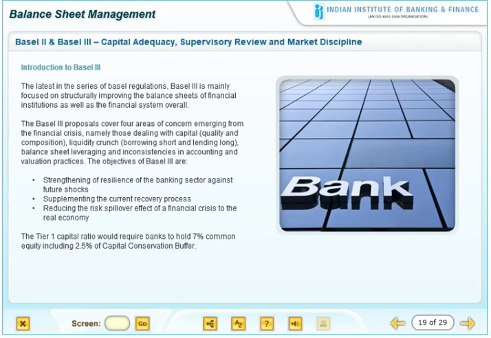strengthening of resilience of the banking sector against future shocks, supplementing the current recovery process, reducing the risk spillover effect of a financial crisis to the real economy. The Tier 1 capital ratio would require banks to hold 7% common equity, including 2.5% of capital conservation buffer.